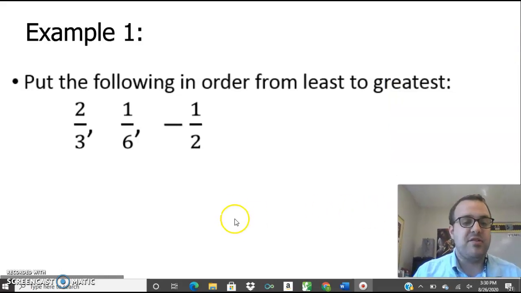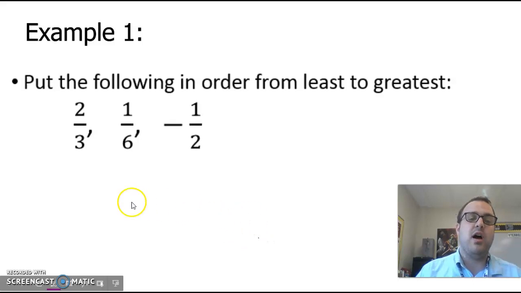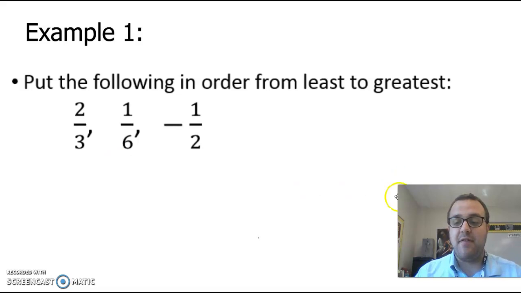We're going to put these in order from least to greatest. We have 2/3, 1/6, and -1/2, and they want us to put them in order, all right? So there's a couple suggestions I have for you to make these kinds of problems easier on yourself. The first one is that when you go to compare these numbers, it is a lot easier to compare them if they are all in the same format. What I mean by that is that they should all either be decimals, or fractions with the same denominator or common base, or integers if they can be, or whatever, all right?